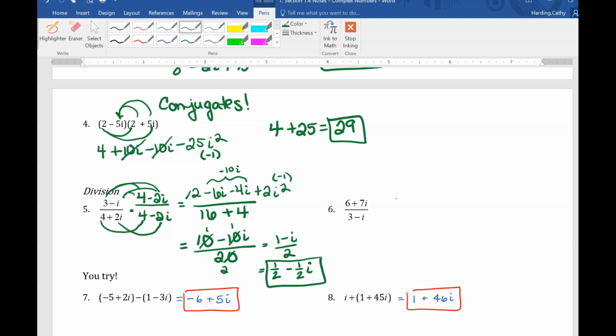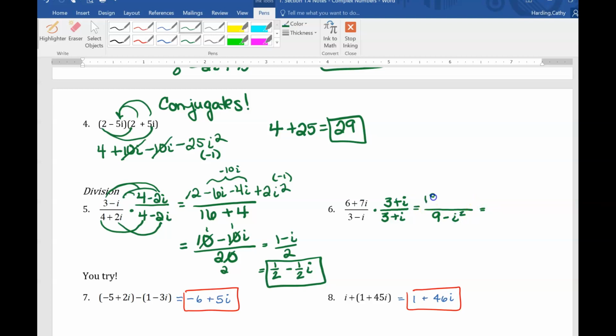Let me take you through one more of those in number 6. So if I want to do this division, what I'm going to do is I'm going to multiply the top and the bottom by the conjugate of the denominator, which is 3 plus i. So in the bottom, again, I already know 3i, negative 3i, it's sort of like the inside outside of FOIL. They're just going to cancel. So I only need 3 times 3. And negative i times positive i, which is negative i squared. We'll come back to that piece.